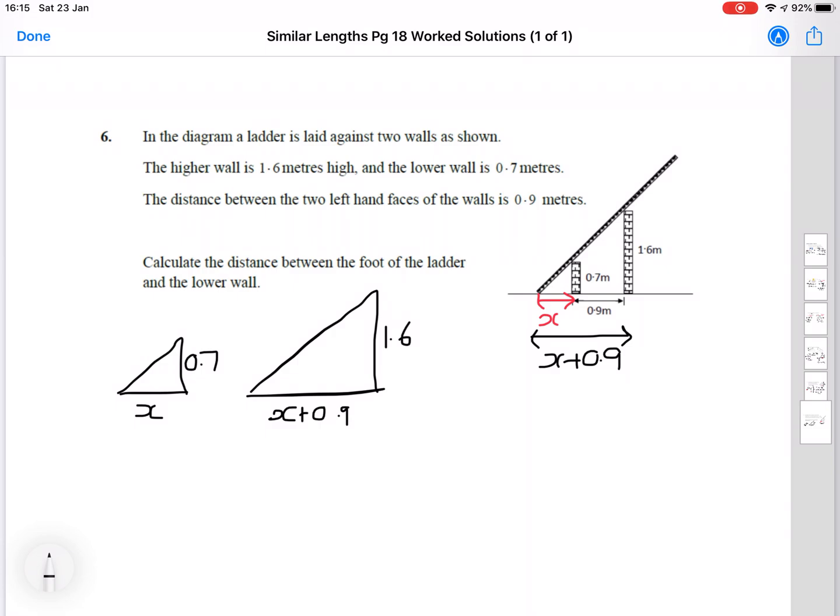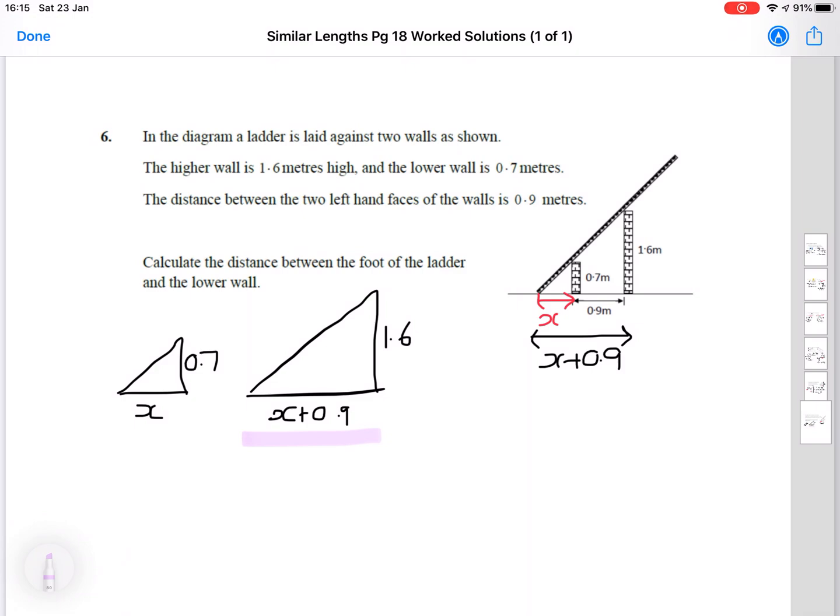So let's now think about how we could go ahead and solve this. Normally what we would do is our scale factor, which we could do because we're looking for the side X, so we could go ahead and do 0.7 over 1.6. But we would need to know the bigger side that corresponds with X, so that we would multiply our scale factor by that larger side. Because we don't have a measurement for that larger side, we don't have a measurement for this.